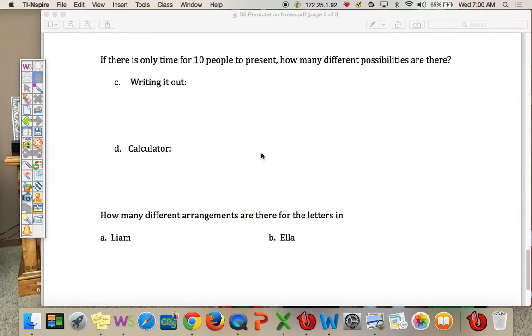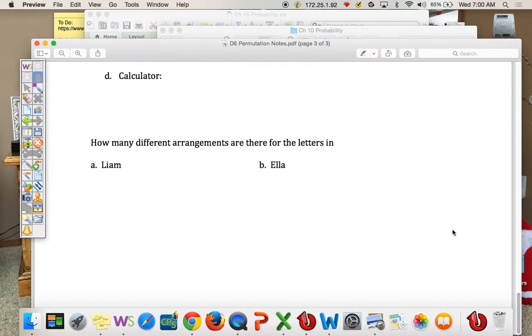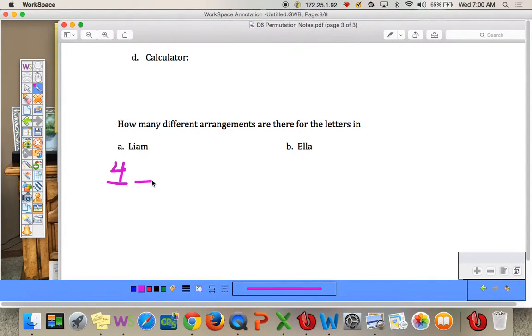Okay, how about these? How many different arrangements are there for the letters in these different names? We have Liam, so there are 4 letters, so here there's a few ways to do this. 4 times 3 times 2 times 1. This is the same as 4 factorial, which we figured out was 24 ways. 24 different ways to rearrange the letters in the name Liam.